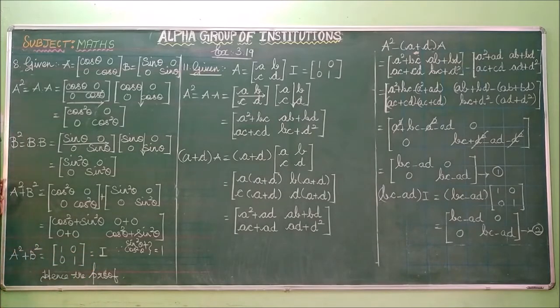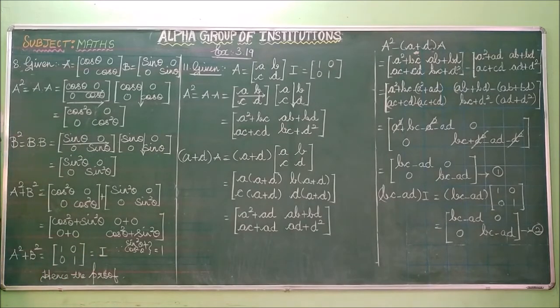For this sum, listen carefully, they have given the A and B matrices, you have to find A squared and B squared, then you have to prove A squared plus B squared is equal to I. I is nothing but the unit matrix. So first we got the value for A squared, then B squared. After adding, we concluded 1 0 0 1, which is nothing but our unit matrix.